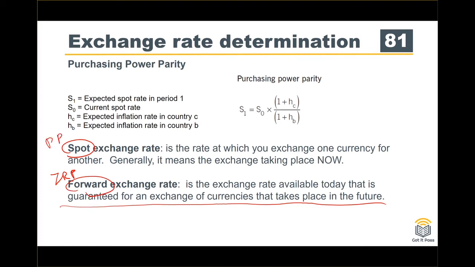For purchasing power parity, it is talking about the spot rate now and the 1 year spot rate later. But the forward rate is the rate now for currency to be exchanged in the future, which is guaranteed.